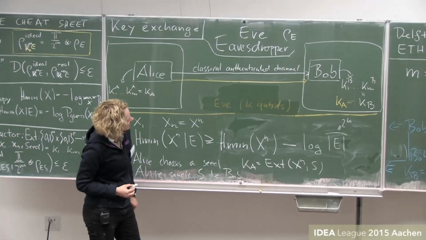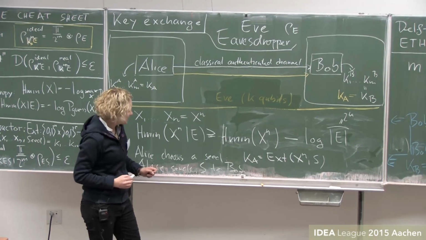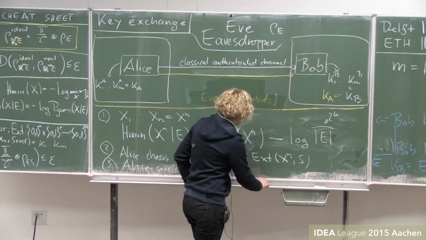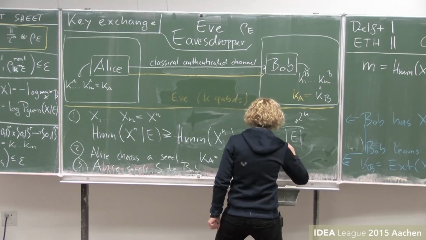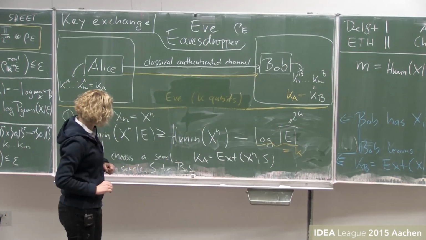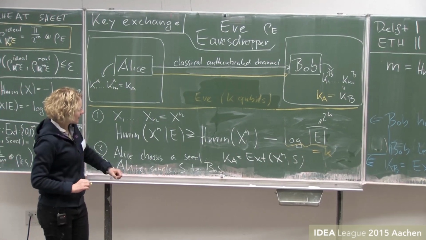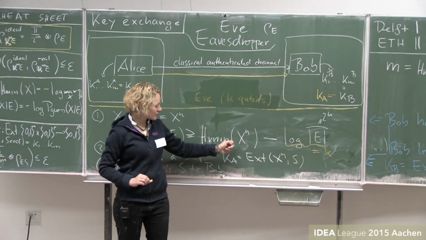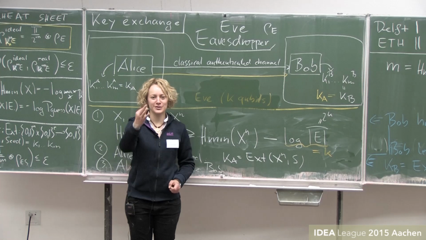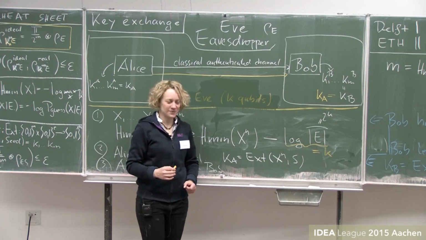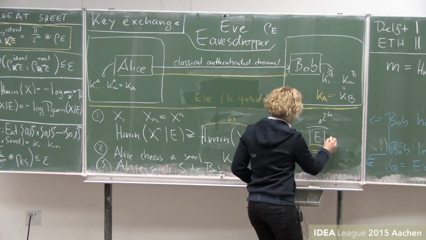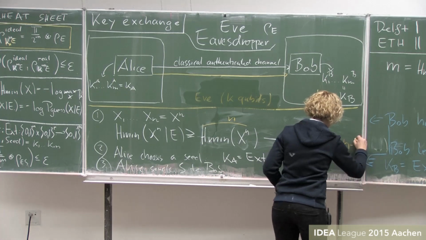Okay, excellent. So in this case, we actually know something about this, because in our example, this here is just k. Can someone tell me what this is if Alice chooses this string randomly? Yeah, that's n. So this is just n. This means that the min entropy is at least n minus k.